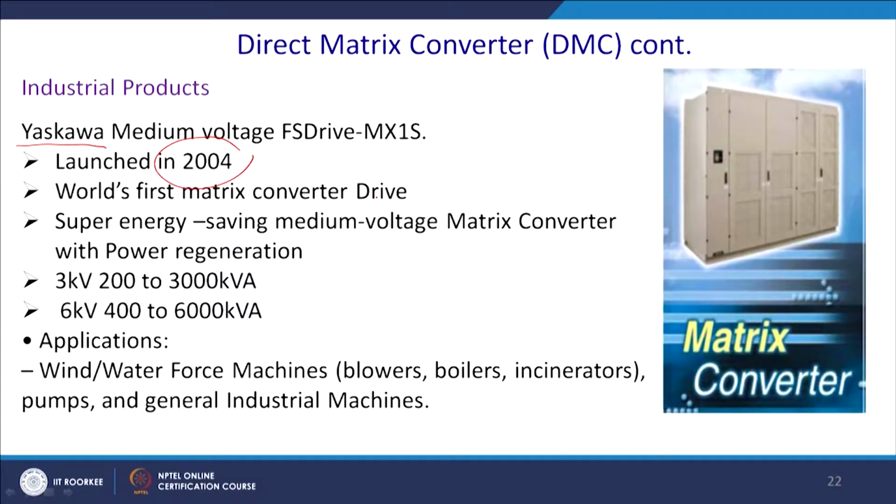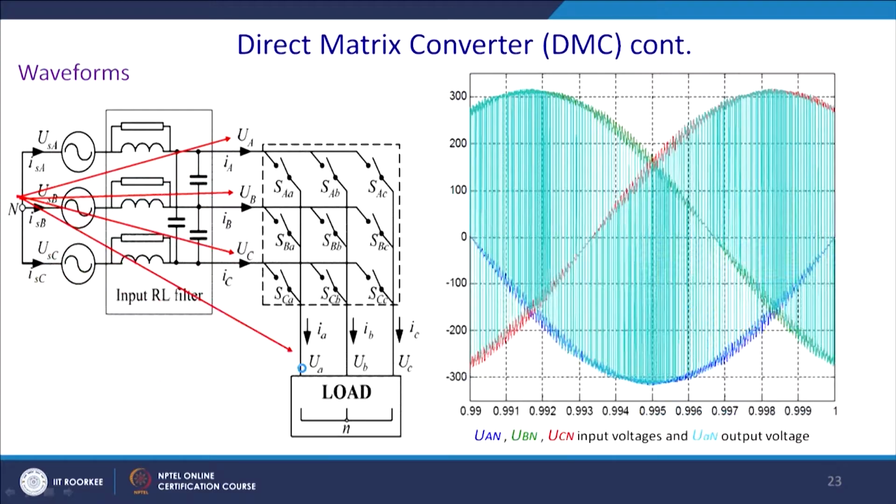It has been observed that it gives super energy saving in medium voltage matrix converters with power regeneration, with a voltage level of 3 kV to 200 volt, and the kVA rating is basically from 200 to 3000 kVA, and also this matrix converter rating is 400 to 6000 kVA. Applications are wind, water, blowers and all the industrial applications.